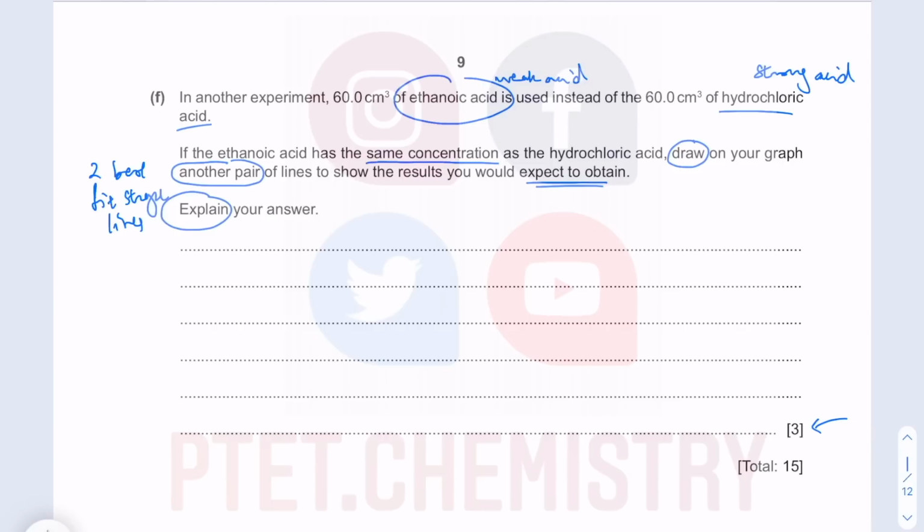So before we go about it, let's think about the weak acid versus the strong acid. The weak acid also gives you only 1 H plus per molecule, just like HCl only gives you 1 H plus per molecule.